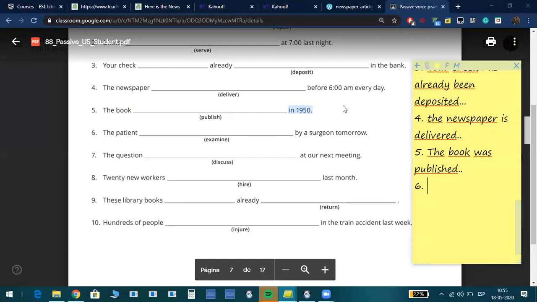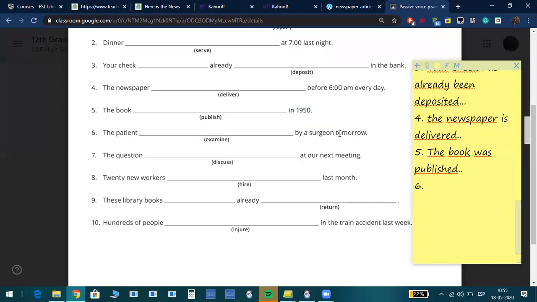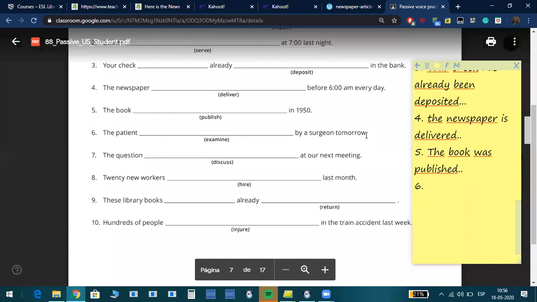Sam, hey, Sam, number 6, please. So we have here "tomorrow", so that is a clear clue for the future. Let's go, Sam. Sam, are you there? Sam? No, I think Sam's not here. Marty, can you help me, Marty? ¿Qué, profe, cuál? It's number six. It says tomorrow, so it's the future.